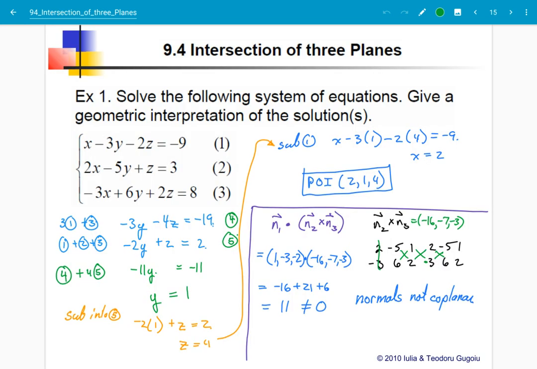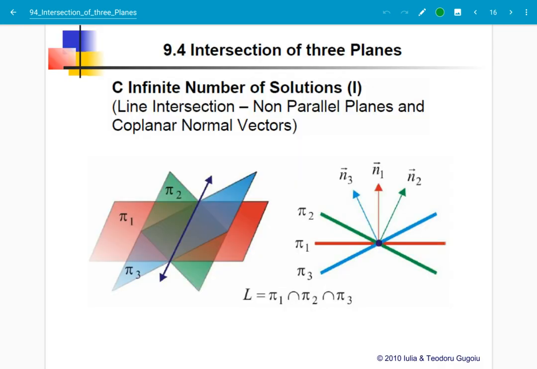So the cross product and then dotting it, we get 11. The vectors are not coplanar. So just recognizing what they told us in the note is in fact true in this case. Okay, point of intersection, 3 planes intersect at a point, giving a single POI. The second case, infinite number of solutions, where the intersection is a line.